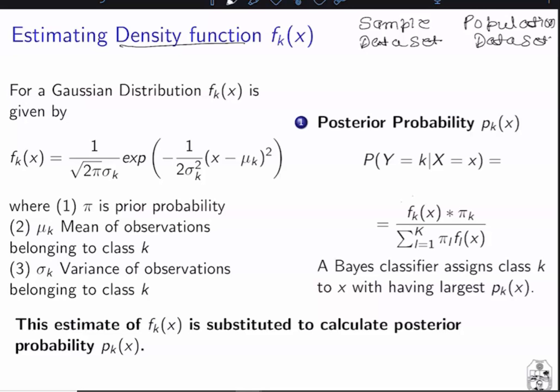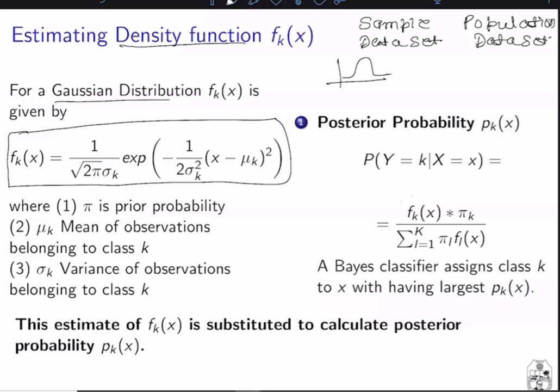Now, if this population has a Gaussian distribution, meaning it has this bell-shaped curve, then that is called the Gaussian distribution. If the population has a Gaussian distribution, then the density function is given by this expression. This expression makes use of a prior probability pi. We have seen how the prior probability pi is calculated, where pi is the prior probability.